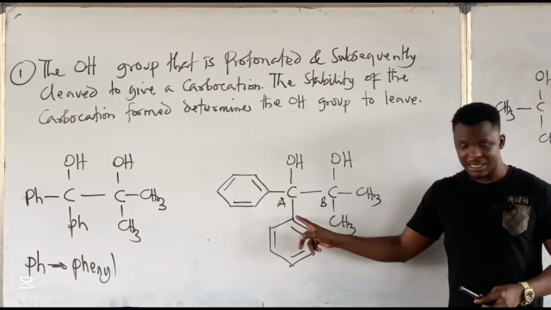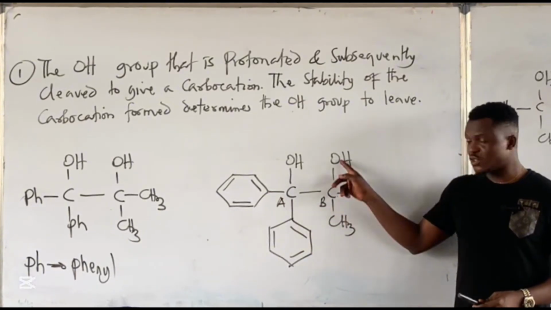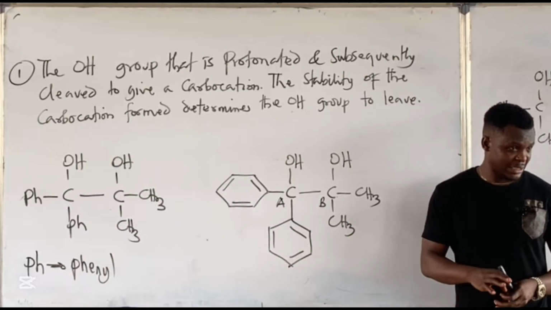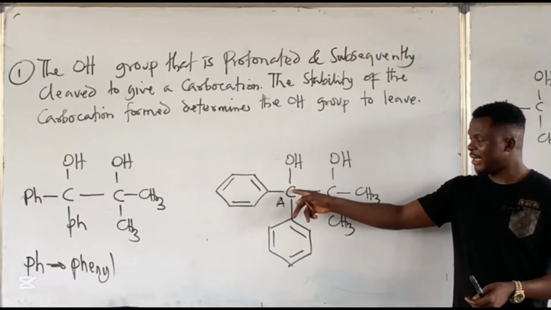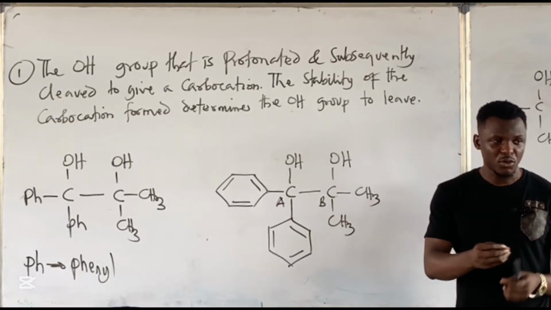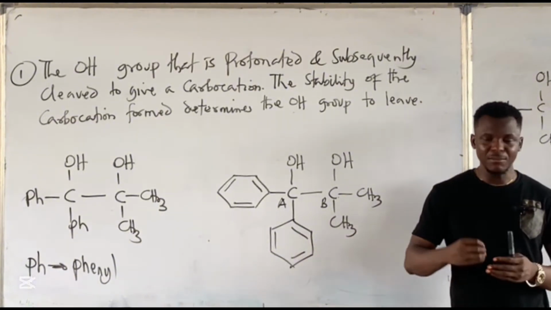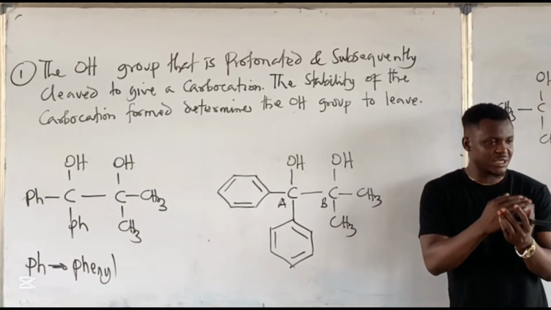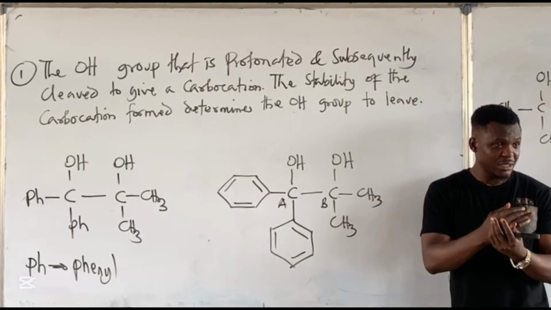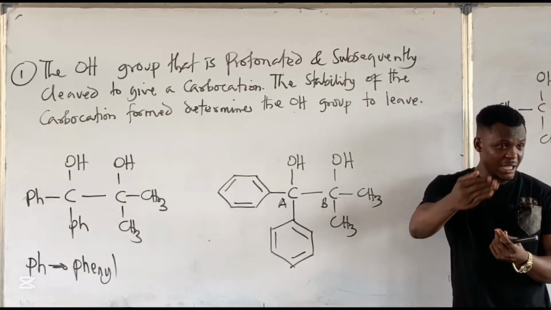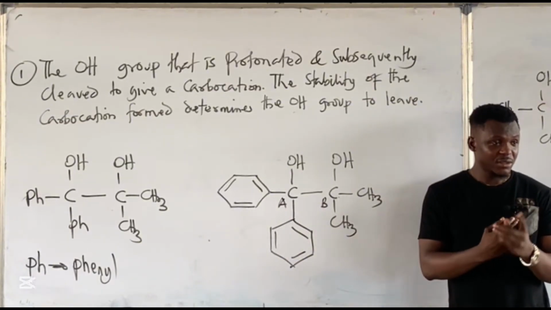Because this is a carbon, this is a carbon. If you remove from here, this will also be tertiary. So both of them are tertiary carbocations. But if you remove from here, there's what we call resonance, a conjugated system. Remember, once it's a conjugated system, it's bound to have resonance. And the more resonance a compound has, the more stable it is.